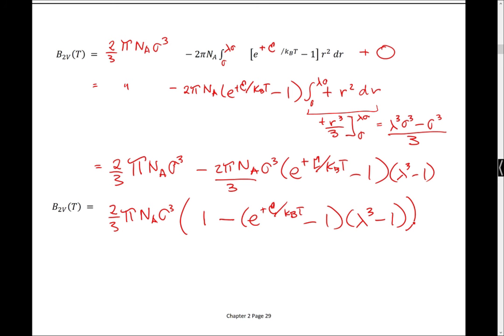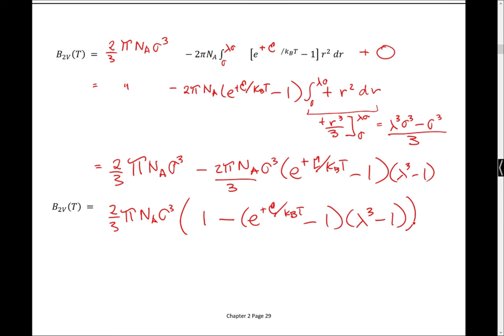All right, so now I have an expression for the second virial coefficient. So let's just talk about this a little bit. If I have no attractive interaction, this is going to be equal to 0, and that's going to make this go away. This will be 1 minus 1, or 0. That means this portion goes to 0, and I'm left with the hard sphere.